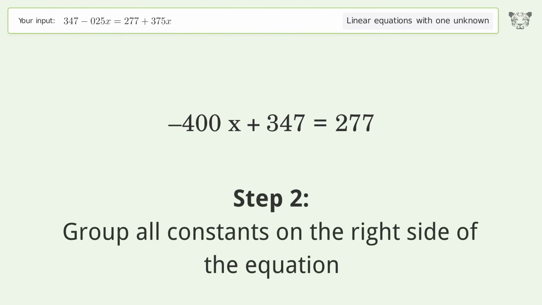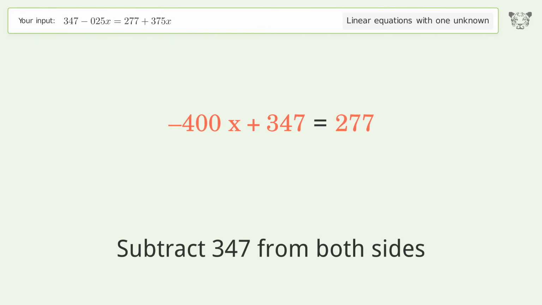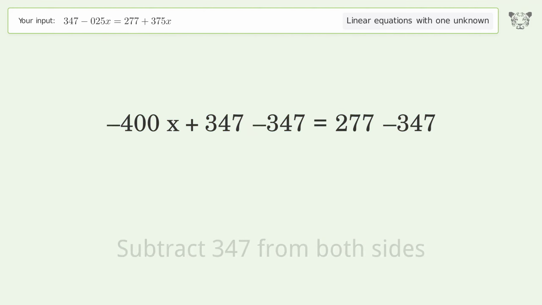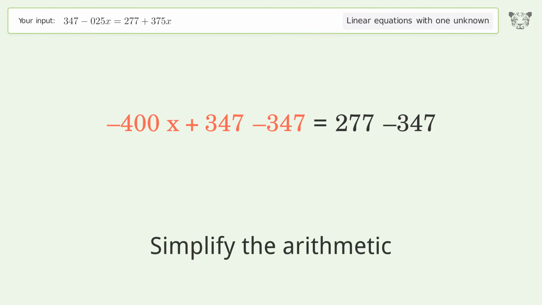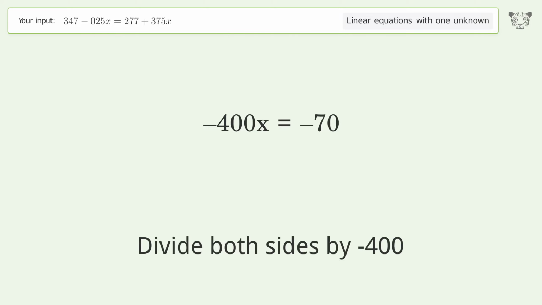Group all constants on the right side of the equation. Subtract 347 from both sides. Simplify the arithmetic. Isolate the x. Divide both sides by -400.